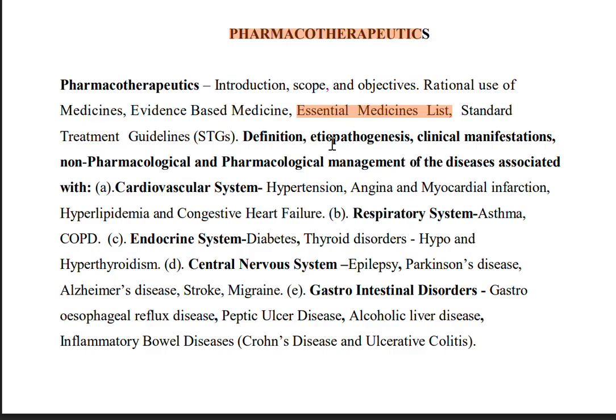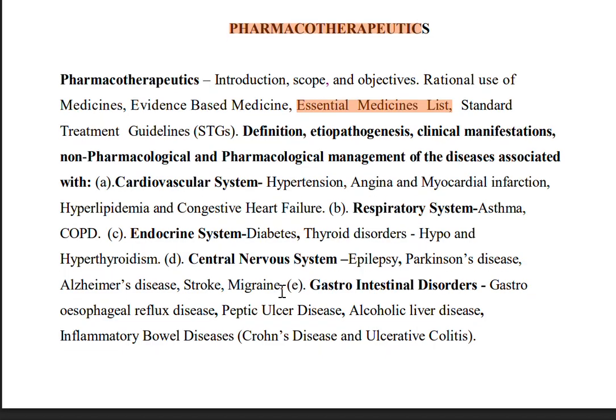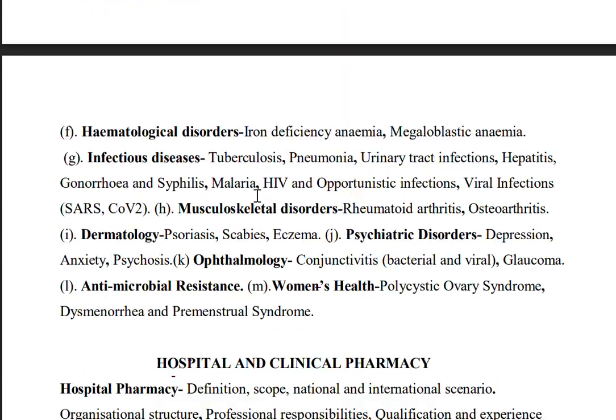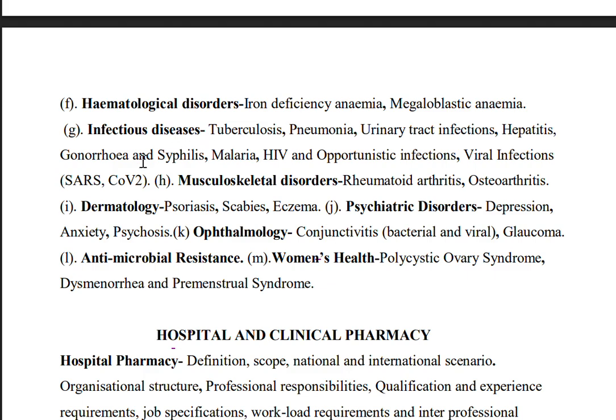In definition, etiopathogenesis and clinical manifestation, covering the cardiovascular system, respiratory system, endocrine system. While reading your human anatomy and physiology, it may seem easier. Hematological disorders, infectious diseases such as gonorrhea and syphilis, musculoskeletal disorders such as rheumatoid arthritis. What is the gold standard drug for rheumatoid arthritis? Guess the answer. And dermatological and psychotic disorders such as depression, anxiety and psychosis. Ophthalmic diseases such as conjunctivitis, glaucoma, and antimicrobial resistance and women's health.